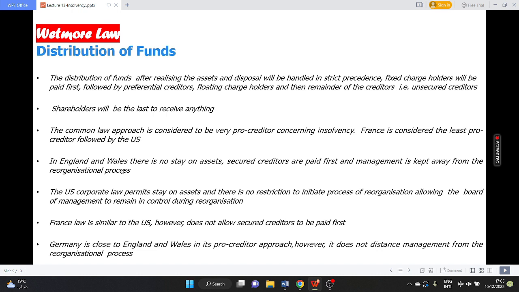The US corporate law permits a stay on assets and there is no restriction to initiate the process of reorganization, allowing the board of management to remain in control during reorganization. French law is similar to the US, however, it does not allow secured creditors to be paid first. Germany is close to England and Wales in its pro-creditor approach. However, it does not distance management from the reorganizational process.